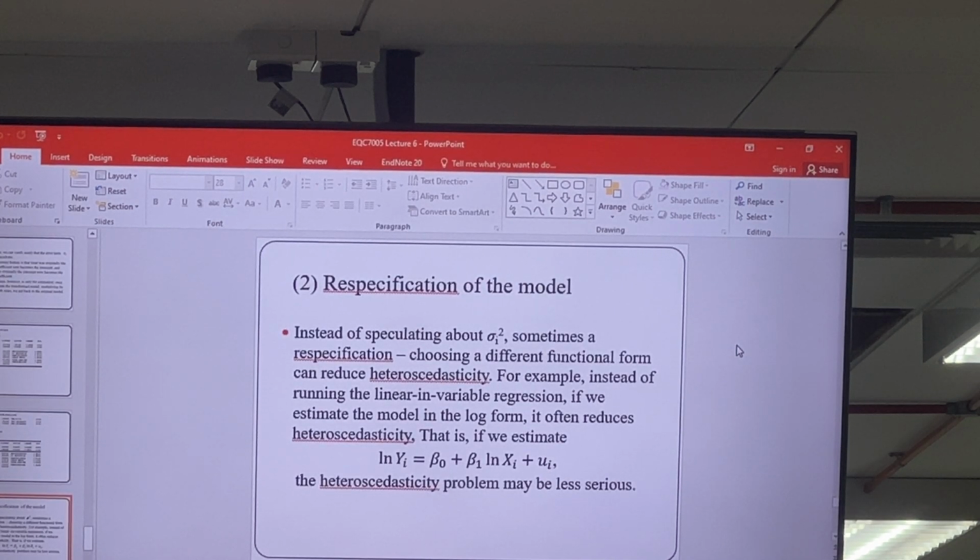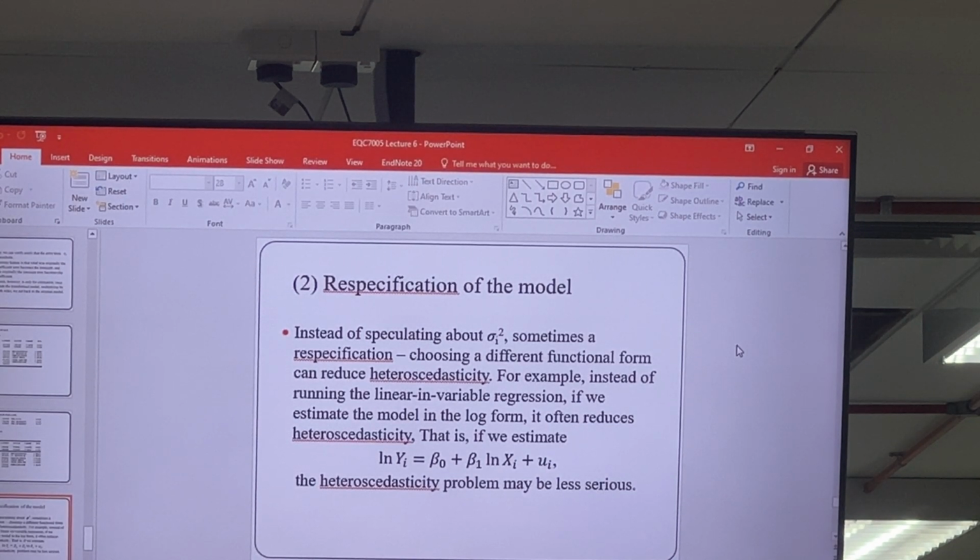So there are two possible ways to alleviate the problem. The next possible approach is to re-specify the model. So, re-specification of the model. Instead of speculating about the value of sigma i squared, the error variance, sometimes a re-specification, choosing a different functional form, can reduce heteroscedasticity.